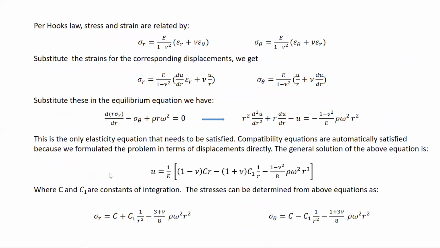Using Hooke's law, we can correlate the strain to the stress. And for the strain, we substitute the displacement. Substitute these stresses into the equilibrium equation. We get that equation that defines the equilibrium in terms of displacement.